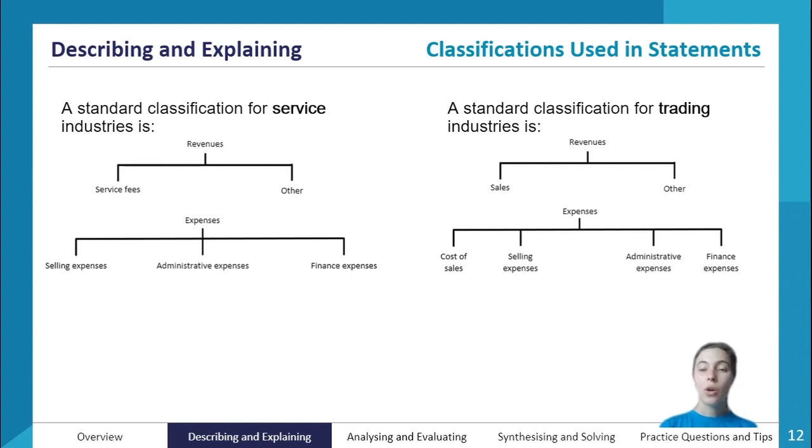So if we then look at these next to each other with the service industries and the trading industries, you can see the service has service in the revenue section, whereas the trading has the sales. And then the expenses section is the same, except you've got cost of sales for a trading business.